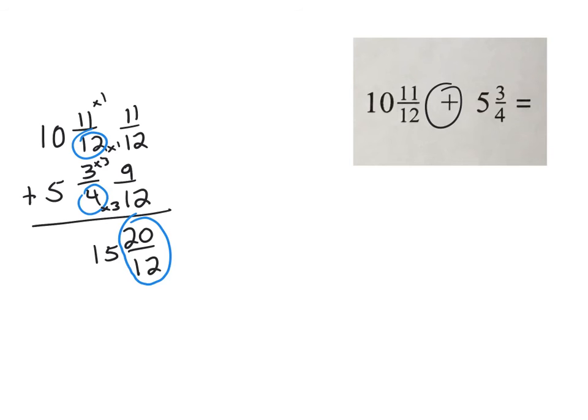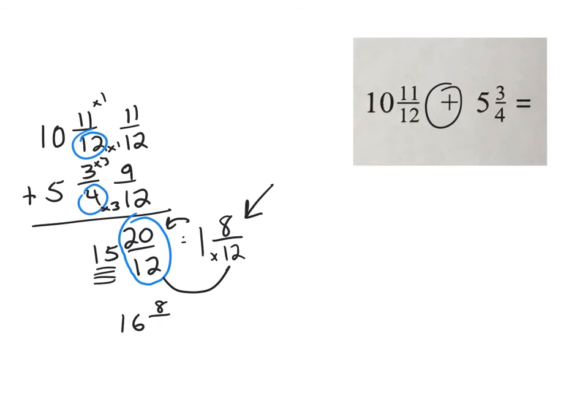So we have to figure out how many 12s go into 20. So 12 goes into 20 one time. We keep our same denominator. And we say 12 times 1 is 12, plus what will give me 20? Plus 8. So then we have to add our whole number over here to our mixed number. So 15 plus 1 is 16.